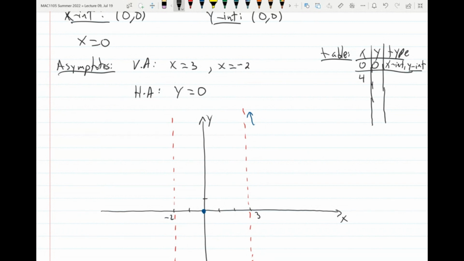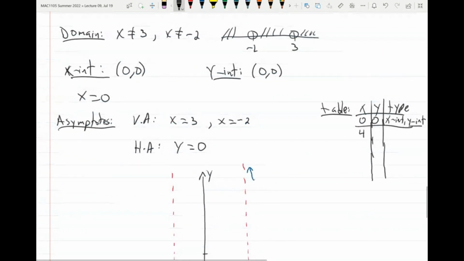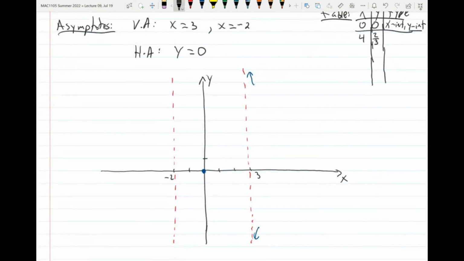Say that again. 2/3. Okay. So you plug it in. I trust you. 2 or 3. Okay. So 2/3. So that means this is somewhere over here. So this is 4. So we have this point.